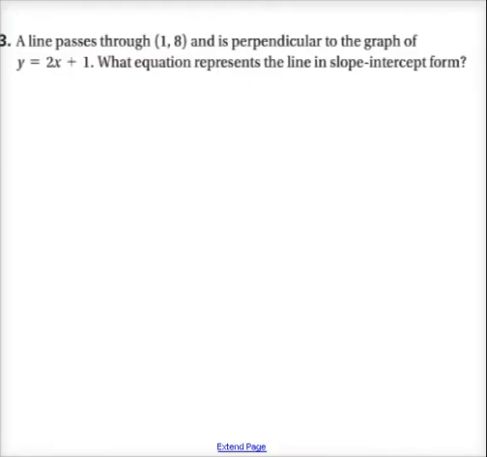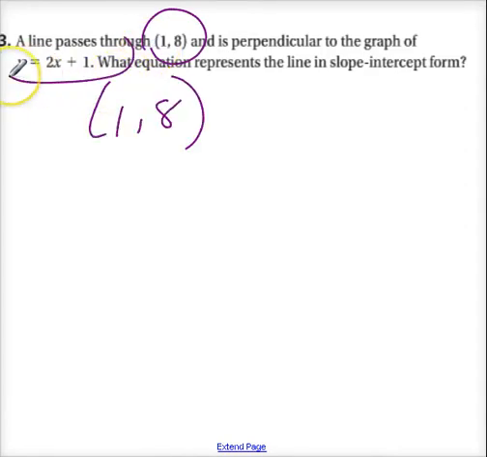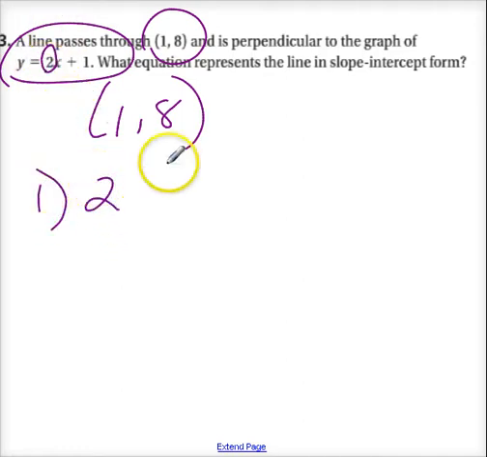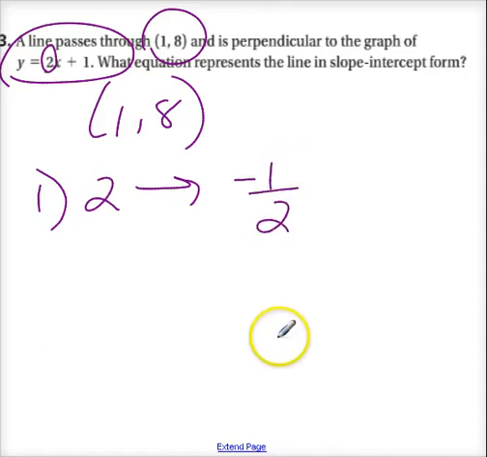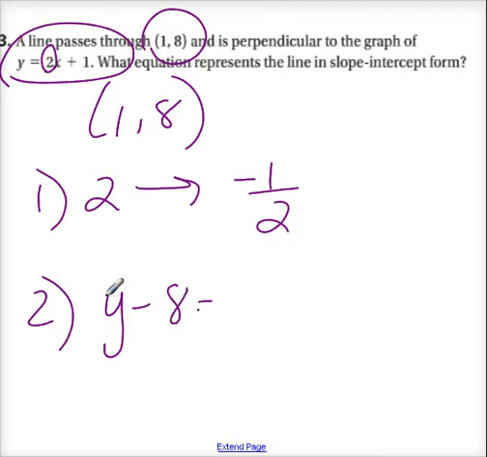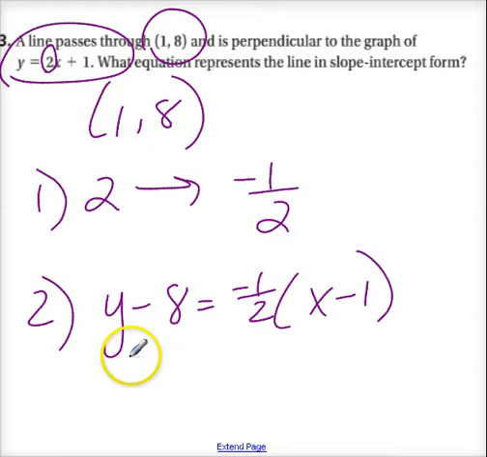One more example and then we'll end at our lesson check. We want to write an equation of a line that passes through (1, 8) and is perpendicular to this graph. First, identify my slope, which is 2. I see it right there. So my slope needs to be the opposite reciprocal. Then, write my point-slope equation: y minus 8 equals negative 1/2 times x minus 1.